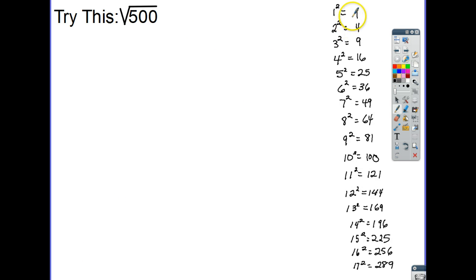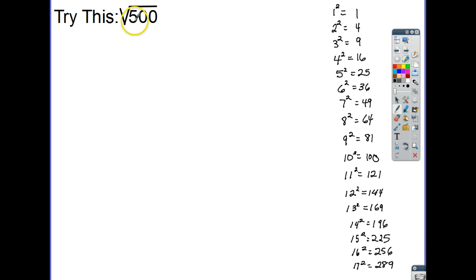Okay, well, what I did while you guys were working on this is I wrote out the perfect squares down through 289, or 17 squared. And so you would want to be looking at 500 to decide if it itself is a perfect square, and of course it's not.